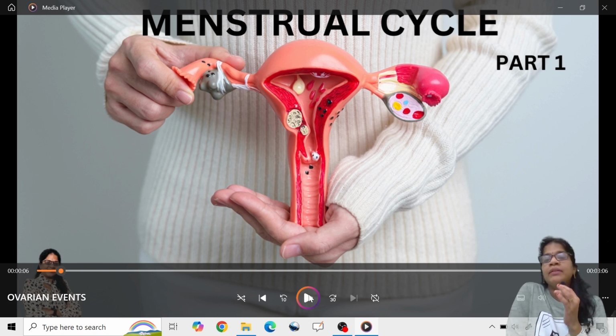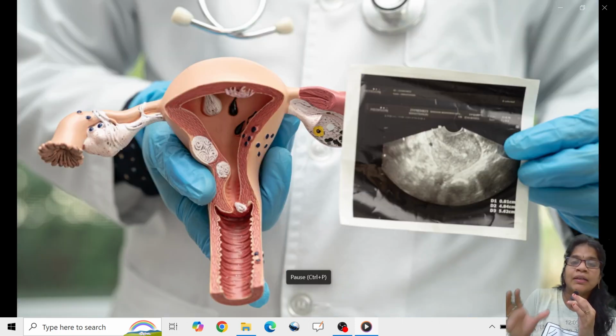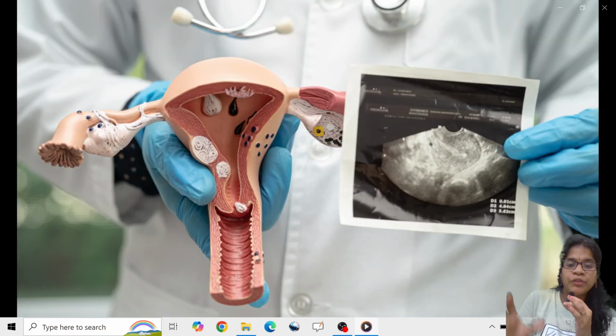So now let's divide this. There are two important events happening during a menstrual cycle: one happening in the uterus and one happening in the ovary. So I can divide them into ovarian events and uterine events. These two happen simultaneously when a menstrual cycle starts. So now let's see what events are happening in the uterus and what events are happening in the ovary. For your understanding, I'm dividing them.